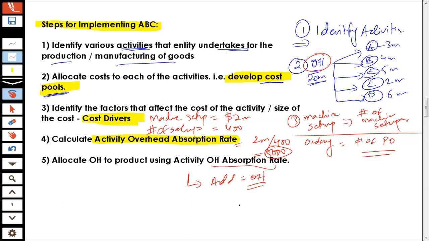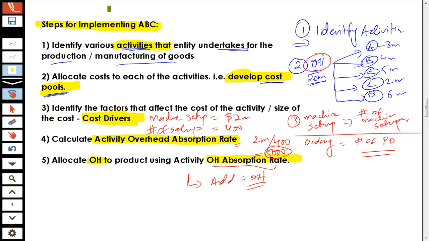This is how activity-based costing is implemented. The first step is to identify the activities. The second step is to develop cost pools. The third step is to identify cost drivers. The fourth step is to calculate the activity overhead absorption rate. And the fifth step is to allocate the overhead to products using the activity overhead absorption rate. That's what you have to do, and that's how things are going to be done.